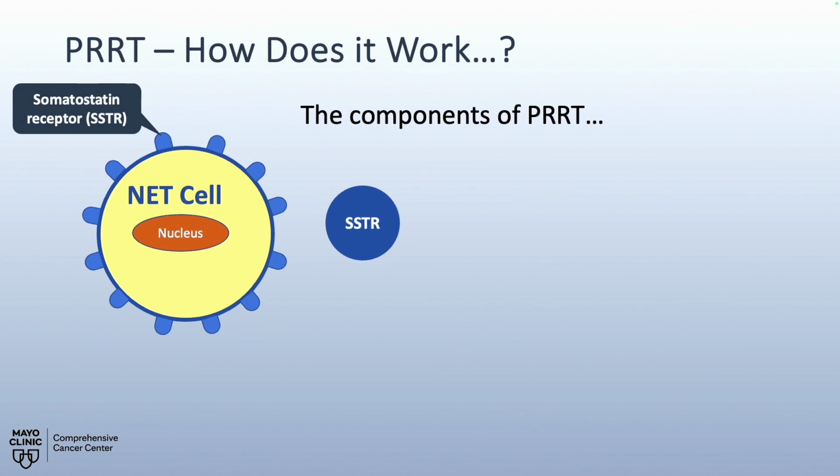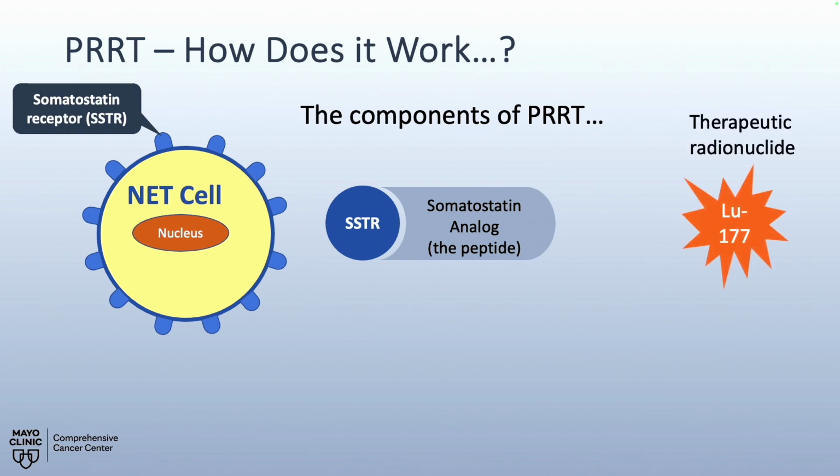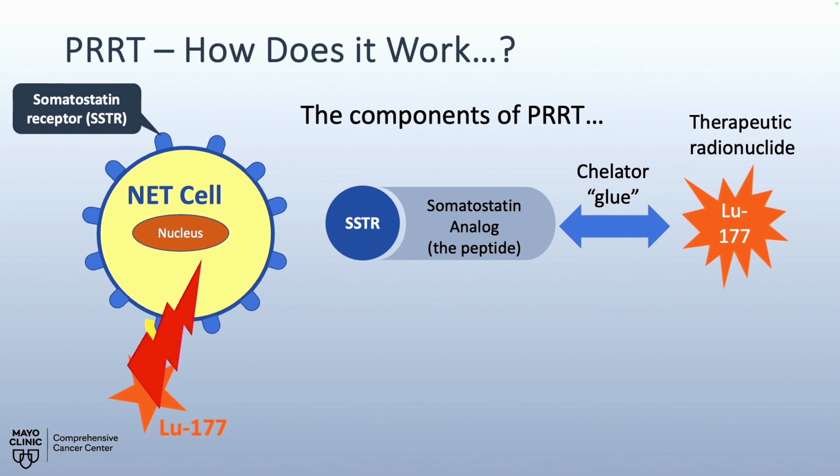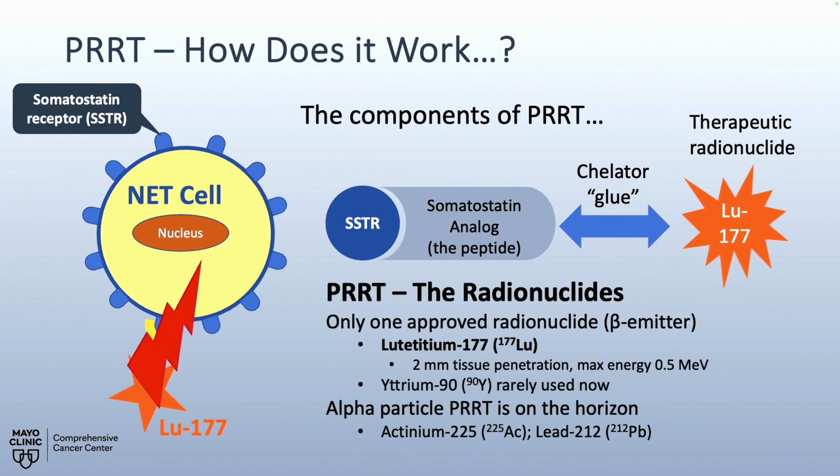So again, we need to have the target. Here's the target, the somatostatin receptor. We need to have something that sticks to the target. And we need to have something that kills tumors, not just something that glows in the dark. We need a radioactive chemical that can actually kill tumors, and that would be, in this case, lutetium-177. And again, we need the glue to keep it all together. Then we give this IV. It floats around, sticks to the tumor cells wherever they are, delivers the radiation to the cell, and kills it that way. So right now, we only have one approved, which is lutetium-177, also known as Lutathera.